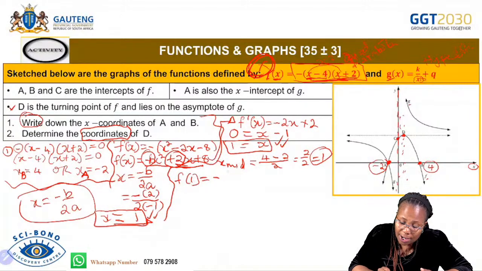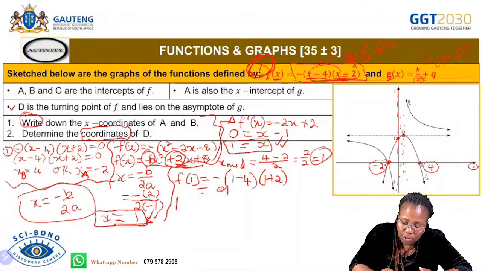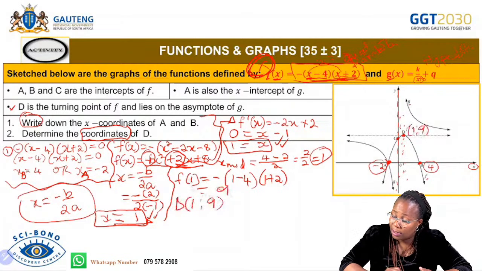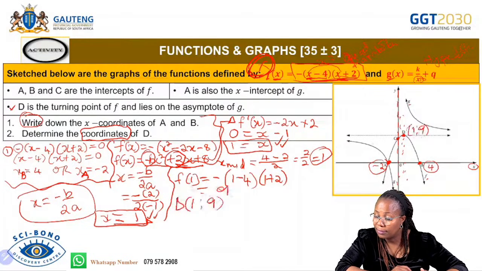So f at 1, that will be 1 minus 4 into 1 plus 2. And then now this will give us the y value that is equal to 9. So the coordinates of D will be 1 and 9. That is the point there, it's (1, 9), grade 12. I hope we are still together on that one.